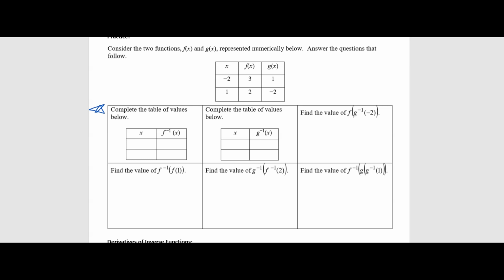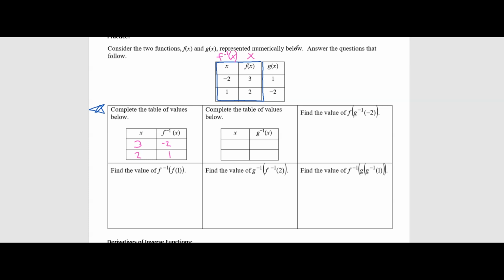So what this is saying is that if we look at these 2 columns right here, these also mean something else. So we can also label these as such. If we switch the domain and the range of f of x, that gives us the domain and the range of f inverse, which means that my 2 x values are going to be 3 and 2, and my 2 f inverse values are going to be -2 and 1.